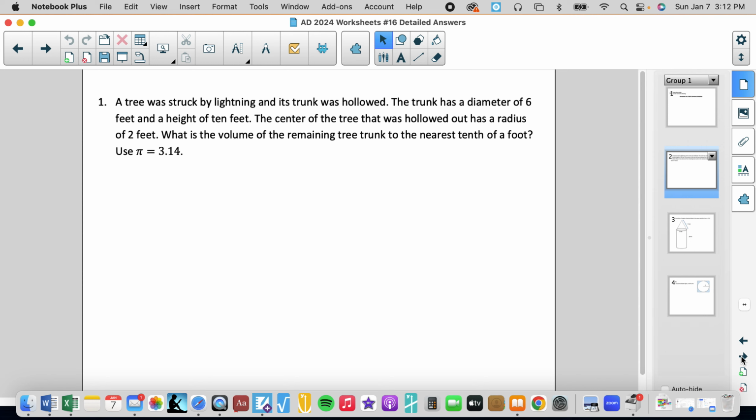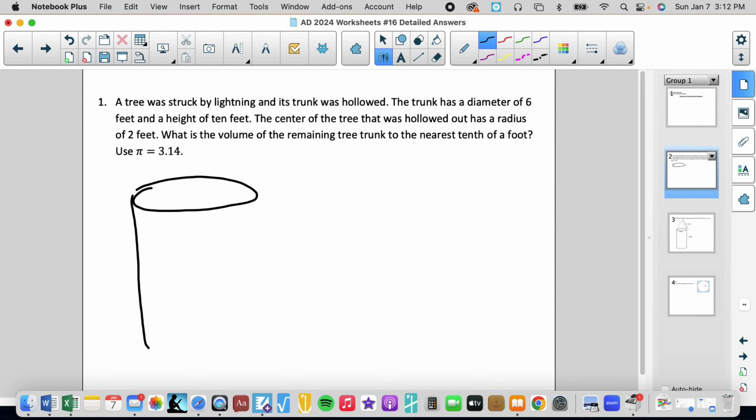So very, very interesting question. So you have this tree and it's been hollowed out, and the trunk has a diameter of 6 feet and a height of 10 feet. So we know that's 10 feet. We know the diameter, so it has a radius of 3 feet. We're going to deal with radii. The center of the tree that was hollowed out has a radius of 2 feet. So it sort of looks like this. It looks like a toilet paper roll. So let's do this.